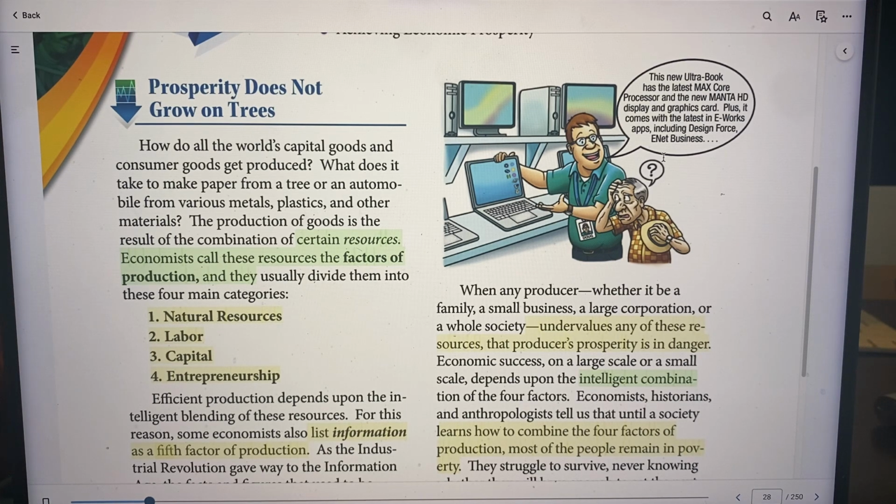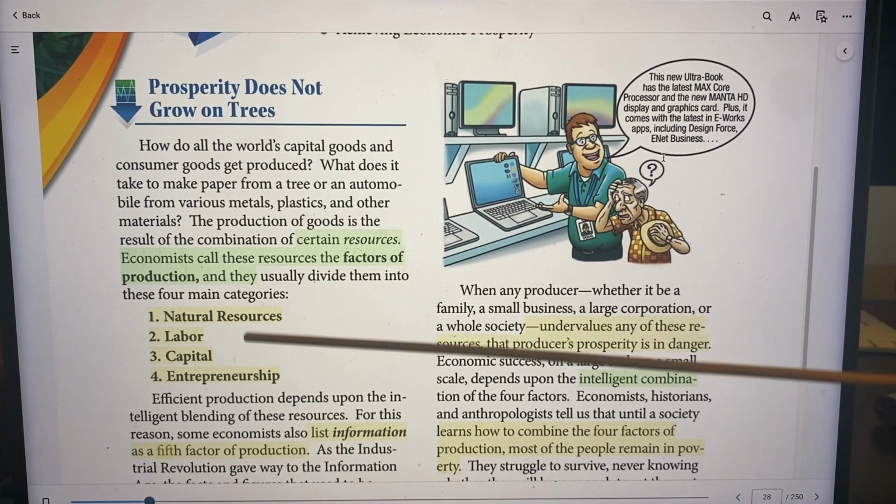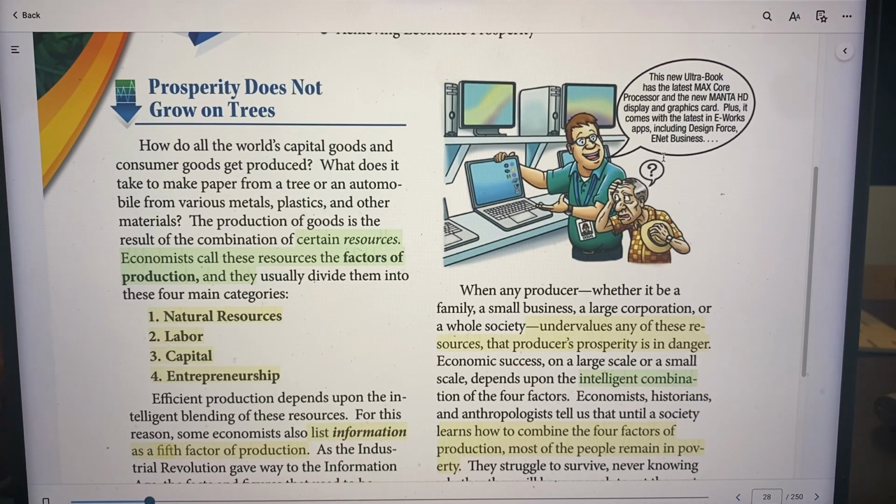What are these factors? Natural resources, labor, capital, and entrepreneurship. Plus, there might be a fifth factor that they talk about, and that is an intelligent blending of these things. Intelligent blending of all these things together is another way. But we're just going to go over those four things in this chapter.